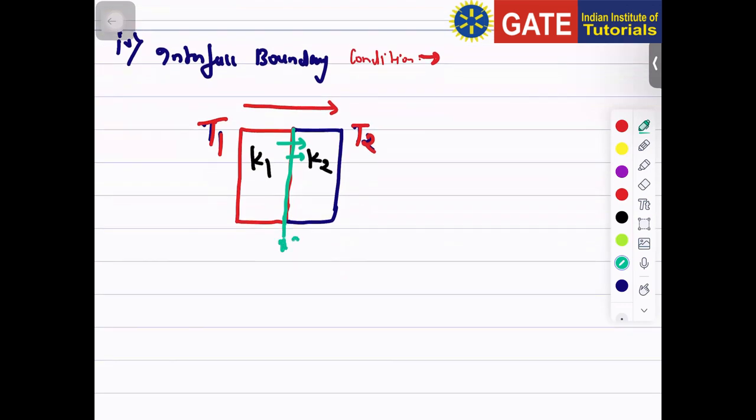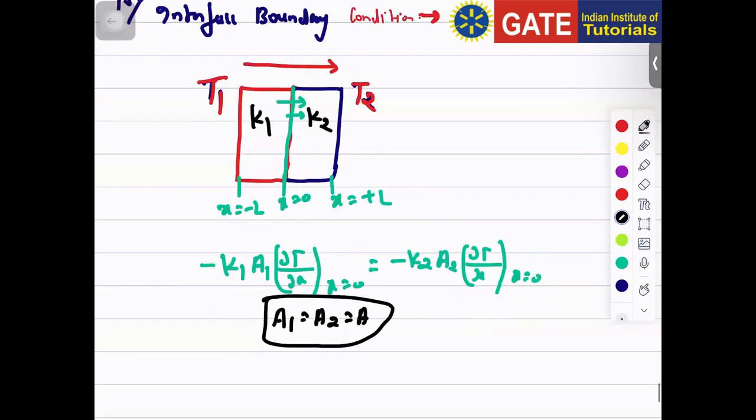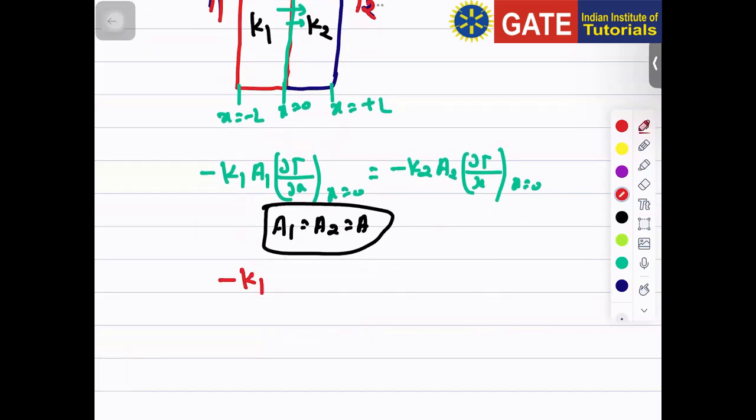And if I assume the interface is at x equals 0, with the slabs extending to x equals plus L and x equals minus L, can I write minus K1 A1 del T by del x at x equals 0, that is equal to minus K2 A2 del T by del x. So if I assume A1 equals A2 equals A, what will happen? The area will get cancelled out. So finally you will get K1 del T by del x at x equals 0 equals minus K2 del T by del x at x equals 0.